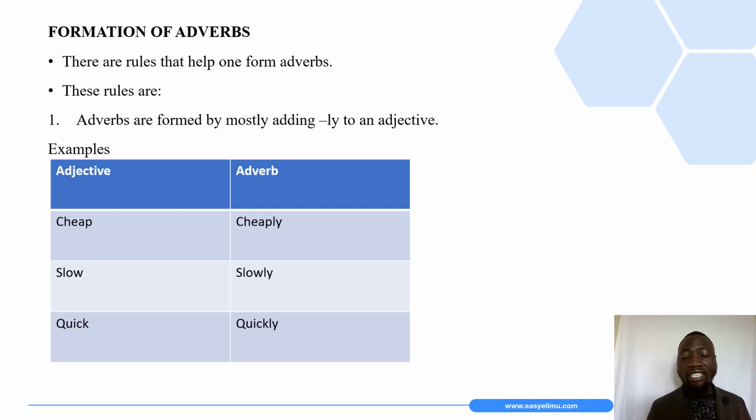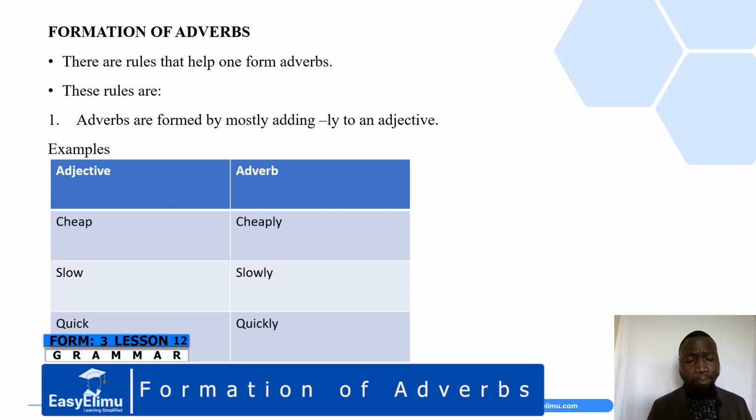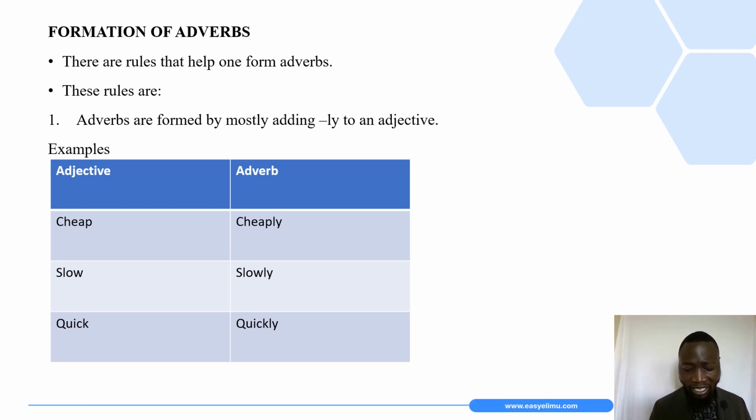performed. There are those that tell us where an action is performed. We have got those that tell us when an action is performed. And again, those that talk about how often an action is performed. So that simply means that we have adverbs of place. So these are the ones that indicate where an action is performed. Then there is the adverbs of time that talks about when an action is performed.